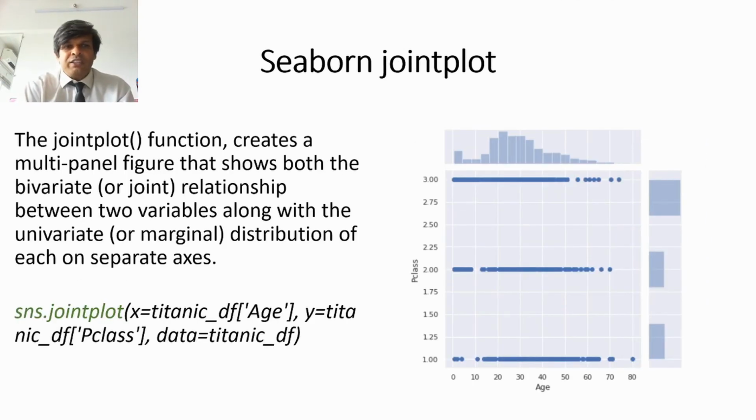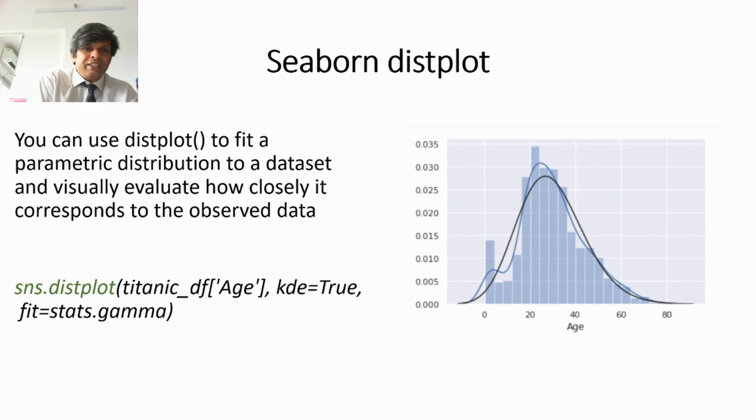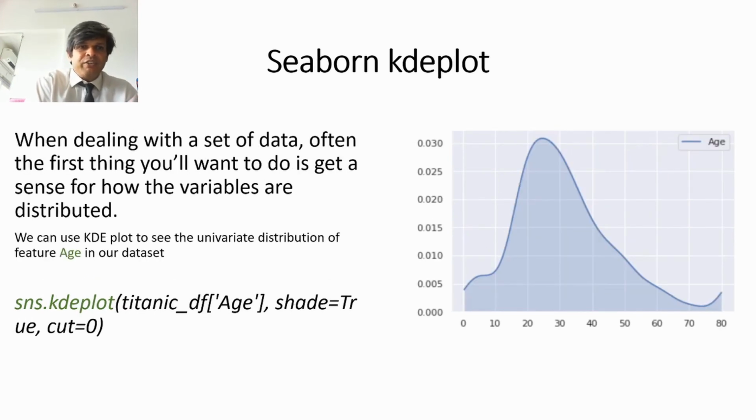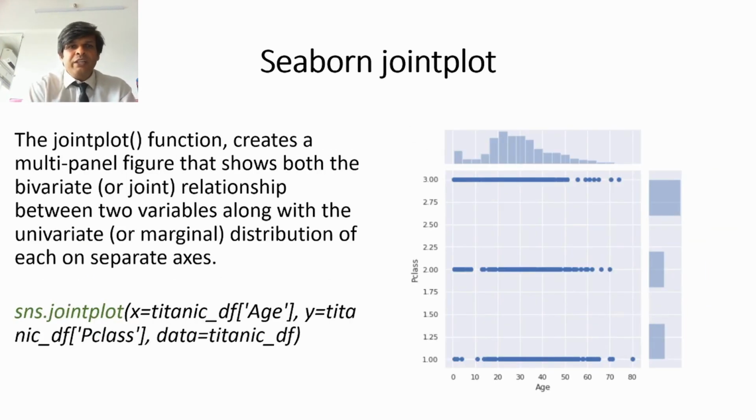The joint plot function creates a multi-panel figure that shows both the bivariate relationship. So earlier what we were looking at was univariate. Now we want to look at two variables within our data set, so for that we will be using joint plot. The joint plot function creates a multi-panel figure that shows the bivariate or joint relationship between two variables along with the univariate or marginal distribution of each on separate axes.